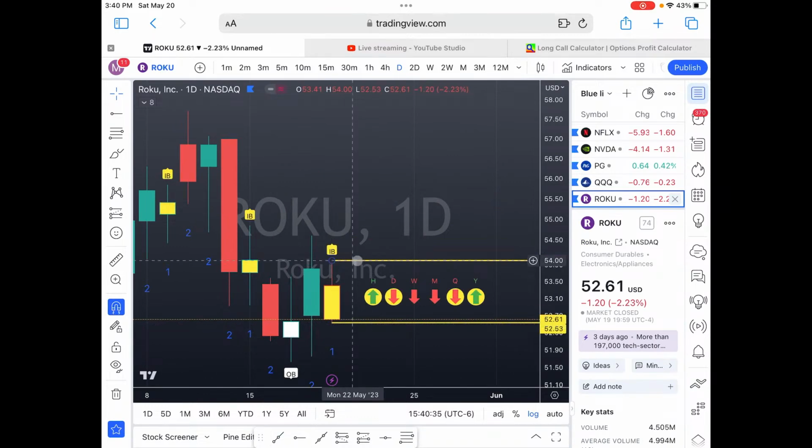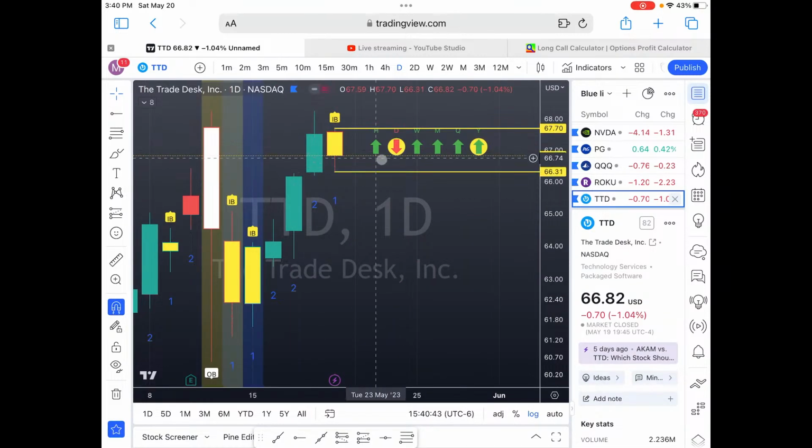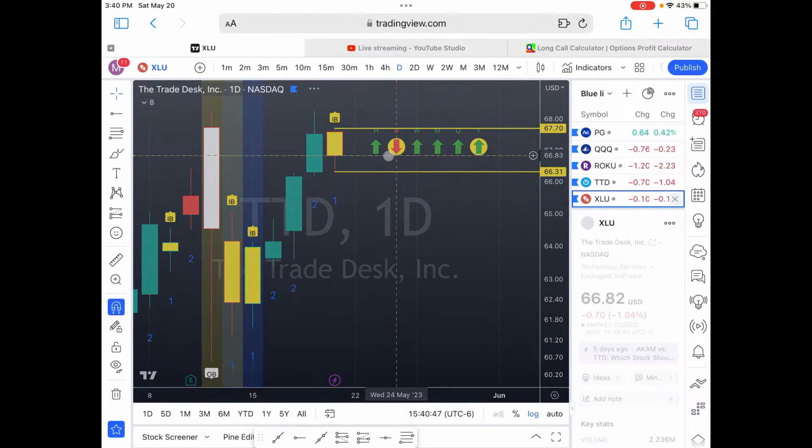Roku. So Roku also has the inside bar. So calls on that one at 54, puts at $52.53. The Trade Desk also with an inside bar. Calls at 67.70, puts at 66.31.